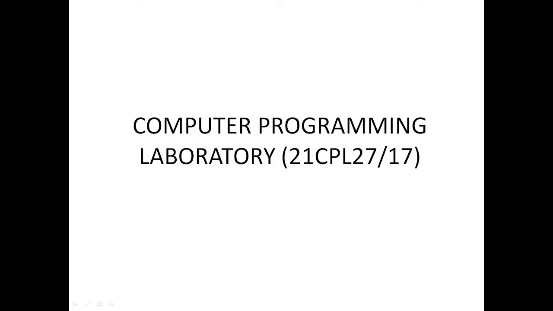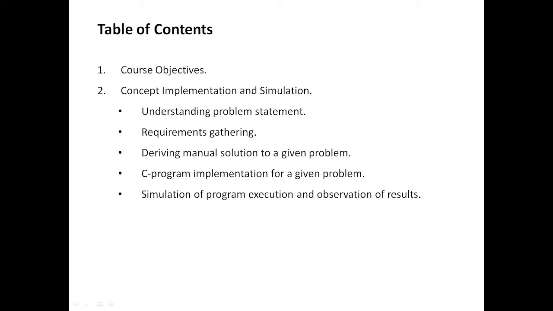Today I am going to discuss the computer programming laboratory experiments. So this is the table of contents. First I will be discussing the course outcomes, concept implementation and simulation. Under this, first we shall understand the problem statement. We'll gather the requirements for solving the problem, derive a manual solution to a given problem, and write a C program implementation for a given problem. And finally, we will simulate the program by executing the code and observe the results.